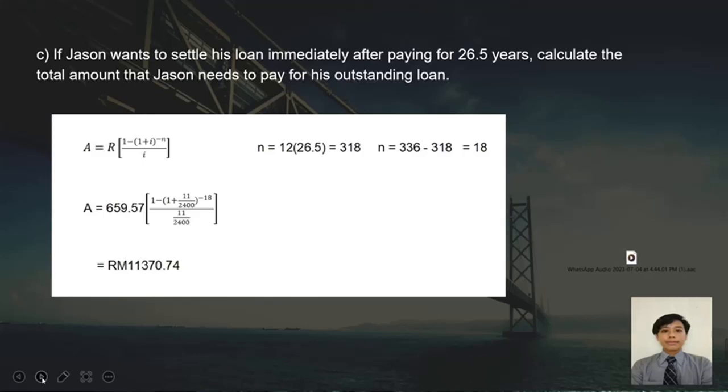The answer for this question is A equal to 659 ringgit 57 cents, open bracket, 1 minus 1 plus 11 over 2,400, power of minus 18 over 11 over 2,400 close bracket, and it will be 11,370 ringgit and 74 cent.